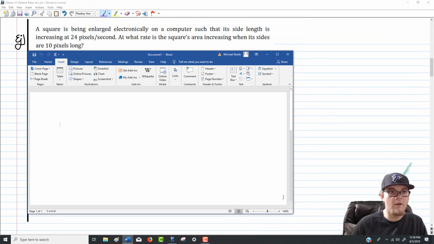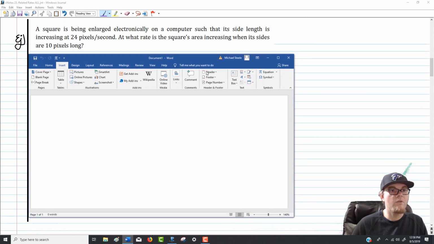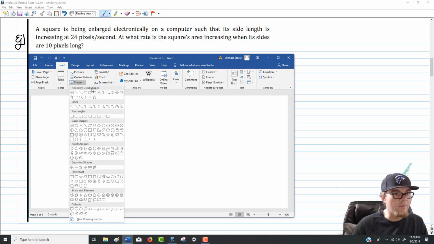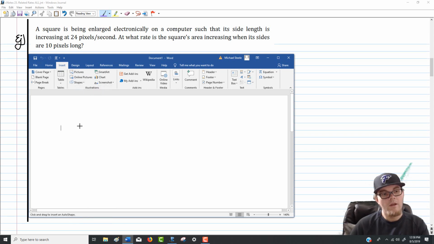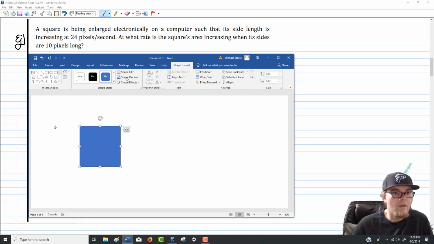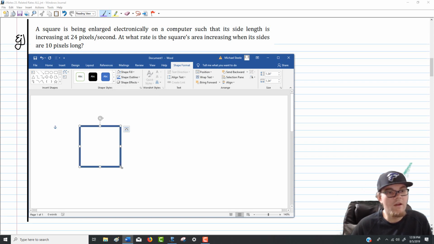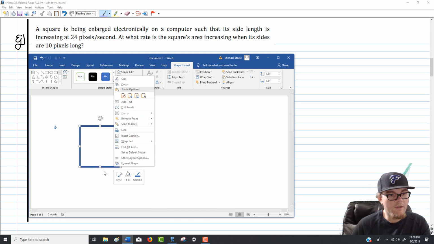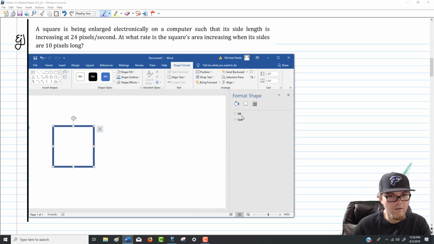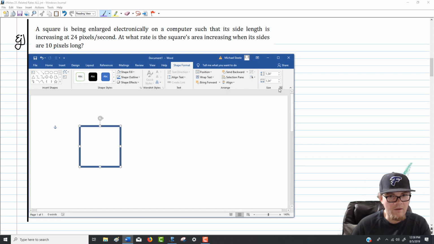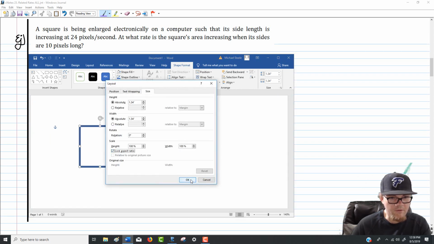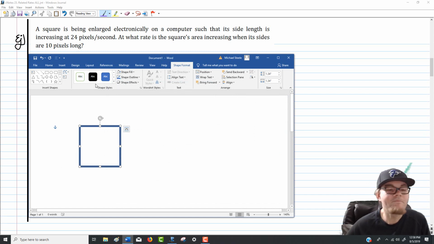There we go. So here's our scenario. A square is being enlarged on a computer. So I want to insert a shape, and I'm going to insert a square. So here is a square. To make it a little easier for us to see, I'm going to get rid of the filling and then make the outside much bigger. So there is our square. One thing I want to do is lock the dimensions a little bit here. Size. I just want to lock the aspect ratio so that it doesn't change from being a square.